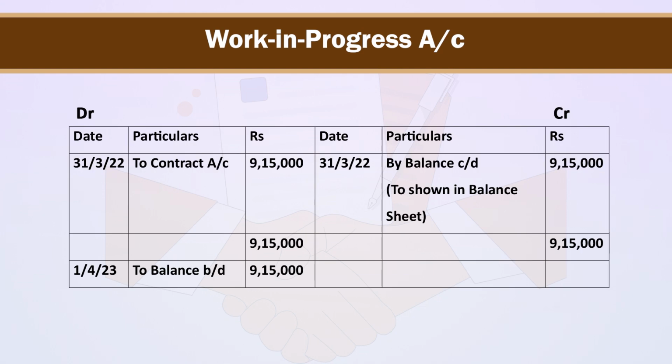Here work in progress account on debit side on 31st March 22 to contract account rupees 9,15,000 which is the closing balance of work in progress account, and on credit side on 31st March 22 by balance carried down rupees 9,15,000 which is the balance of work in progress account, and the same balance of rupees 9,15,000 will be brought forward to the next year on 1st April 23 as the opening balance to balance carried down rupees 9,15,000.